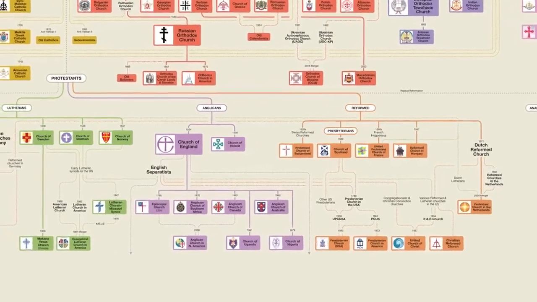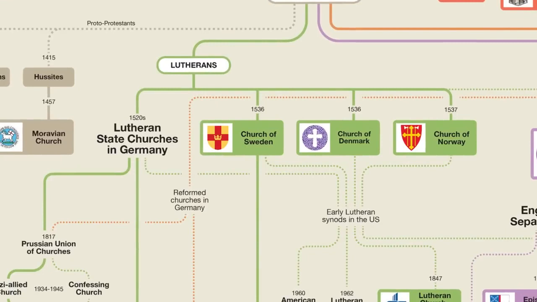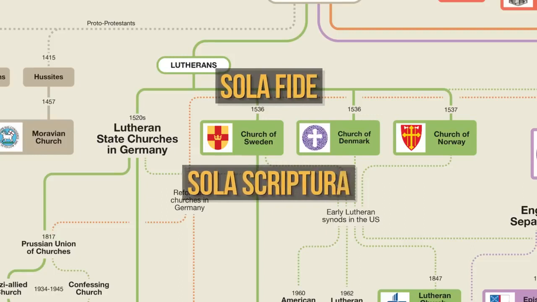So let's start with the Lutherans, who obviously get their name from Martin Luther. 4 years after Luther published his 95 Theses, the Catholic Church declared him to be a heretic and put a ban on sharing his ideas. Those ideas can be summed up with the phrases sola fide and sola scriptura. Sola fide means by faith alone. You see, Luther was angry that certain Catholic priests were abusing something called indulgences.